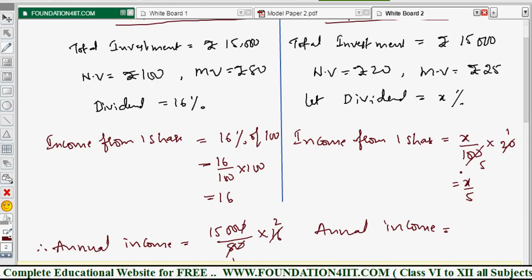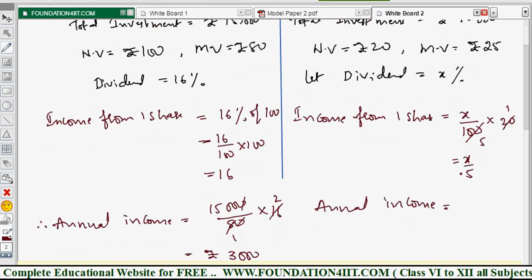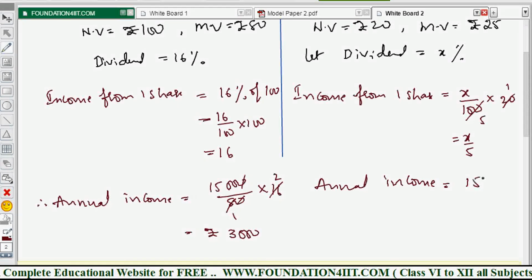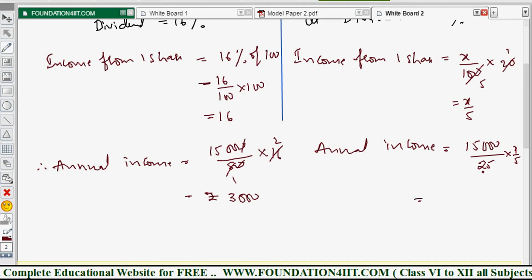So you can take this 15,000 by 25. 15,000 is the total investment, 25 is the market value, multiplied by the number of shares, x by 5. That's it. So we can simplify. 25 ones are 25, 600, so 600 into x by 5, so 120x. 5 ones are 5, 120, so 120x is the annual income of this Gita's shares.